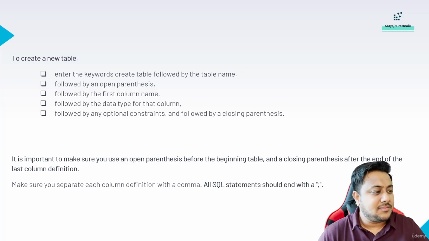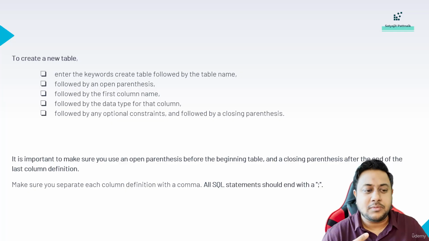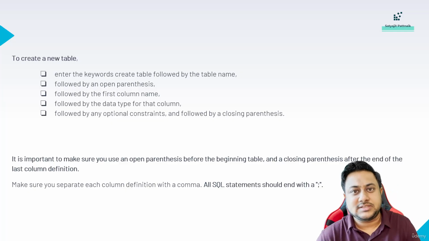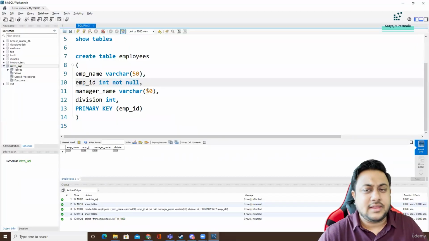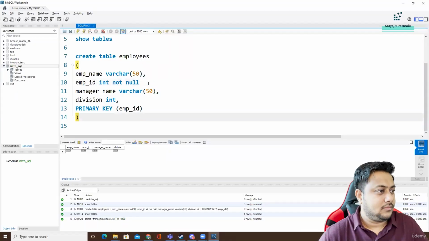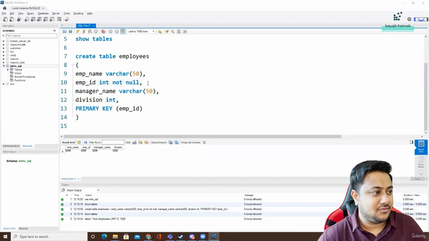Simple. It is important to make sure you use an open parenthesis before beginning the table and a closing parenthesis after the end of the last column definition. Make sure you separate each column definition with a comma, because if you don't put comma, then it will throw you an error, right? You can just try it out by yourself.